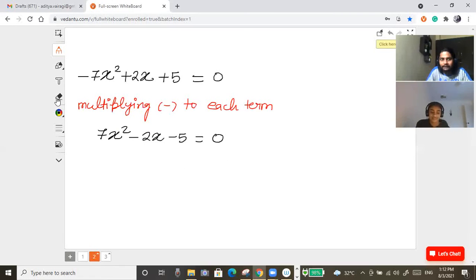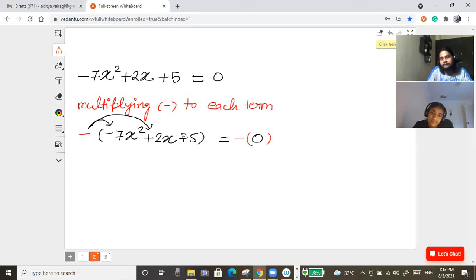Same thing happened here. What exactly I did, I'll just rewrite it. We had this expression, suppose negative 7x squared plus 2x plus 5 is equal to 0. What I did, I simply applied negative sign at both the ends. So this negative got combined with each and every term here, like this. So negative term become positive and positive term become negative. And negative times 0 is still 0 only. Okay?